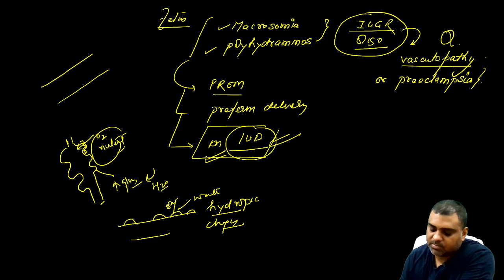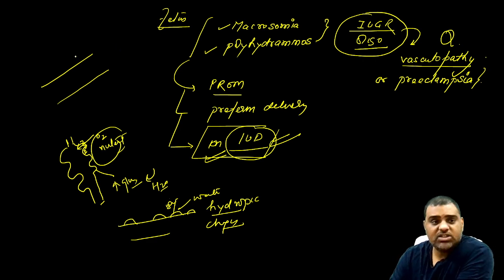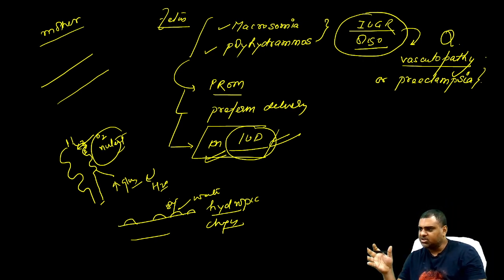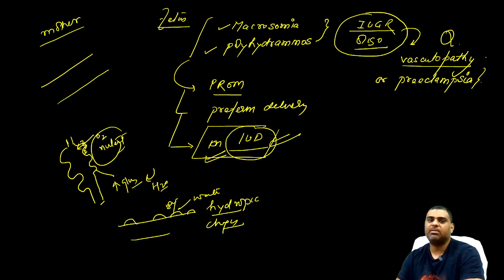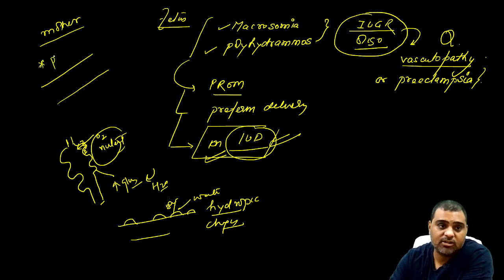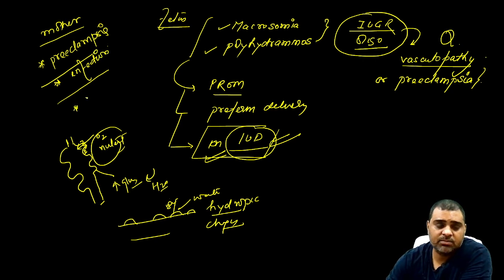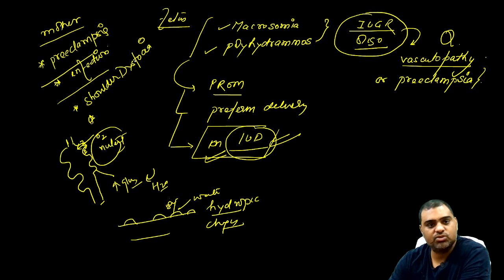What are the complications in the mother? Please remember. Diabetes is a risk factor for hypertension generally, but hypertension is not a risk factor for diabetes. So diabetes is a risk factor for preeclampsia. So the mother can develop preeclampsia. The mother has high chances of developing infection. Third, very important, the mother can undergo shoulder dystocia.